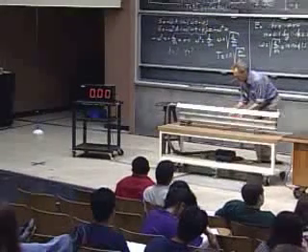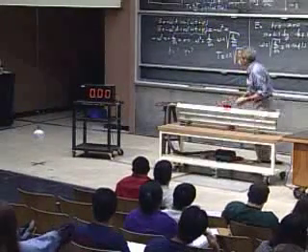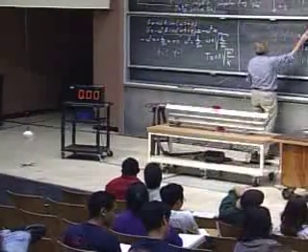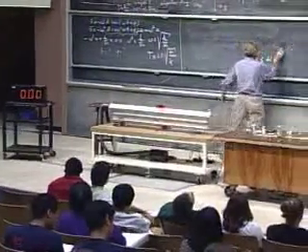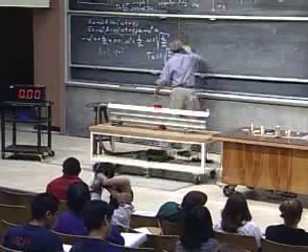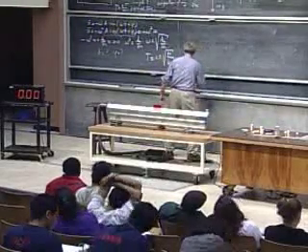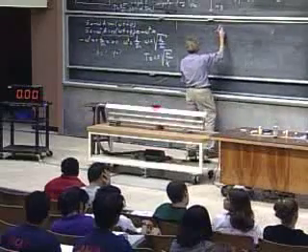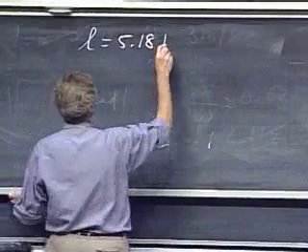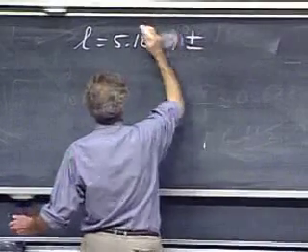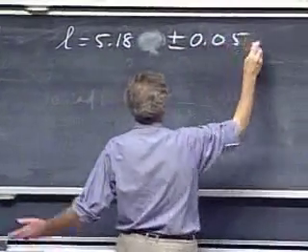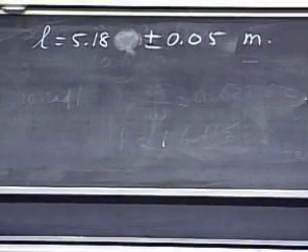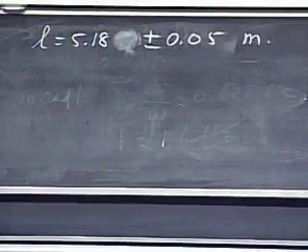It is a pendulum which is 5.1 meters long, and there is a mass at the end of it which is 15 kilograms. The length is 5.1 meters, and the uncertainty is about 5 centimeters. We can't measure it any better. And the mass at the end of it, which doesn't enter into the period, is about 15 kilograms.